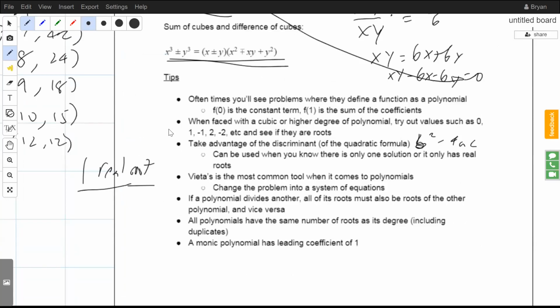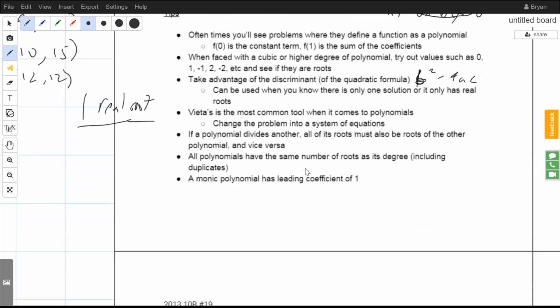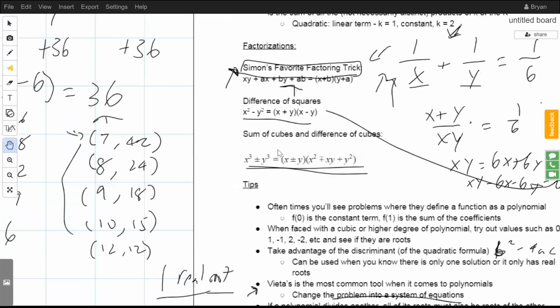I mentioned before that Reorganize is useful in equations. Oh, yeah, I did forget to mention that you can use Simon's trick and Reorganize together. If you let x and y just be the 2 roots, then xy is going to be the constant term, and you have the x plus y here. So sometimes you might end up using Simon's favorite factoring trick and Reorganize together.